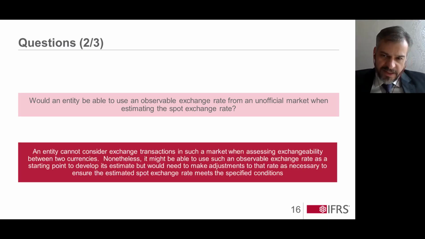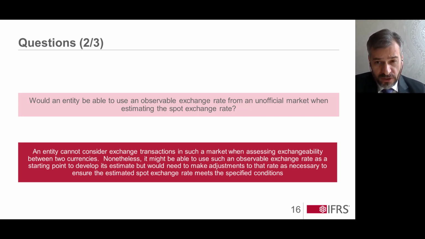Paulo, you are correct in saying that when a company is in step 1 of the proposed approach, when it assesses exchangeability between two currencies, it would not consider markets in which an exchange transaction would not create enforceable rights and obligations. However, when a company has concluded that a currency is not exchangeable into another currency, it would move to step 2 of the proposed approach and would need to estimate the spot exchange rate. As we have previously said, the board has not proposed detailed requirements on how a company should make the estimate, but has set out some conditions.